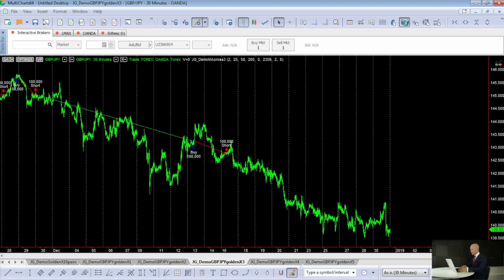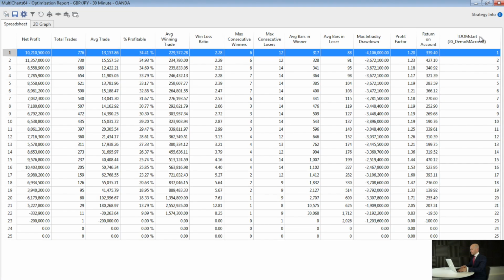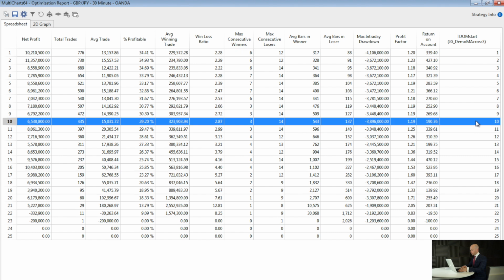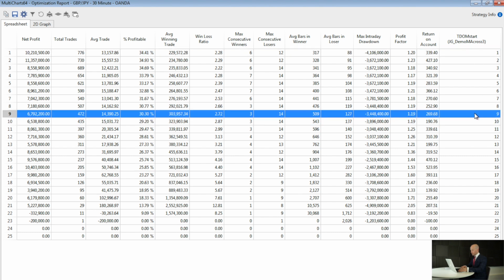So the first optimization, I looked at the starting day. I've called it a TDOM start, trading day of the month start. So we're looking for a time window. I've left the end to be the end of the month currently. So if we start at 1, we're going to be taking every trade throughout the month. If we start at 10, then we're only going to be taking trades from trading day 10 through till the end of the month. And we won't be taking any trades if we get signals from the first day through to the 9th day of the month.